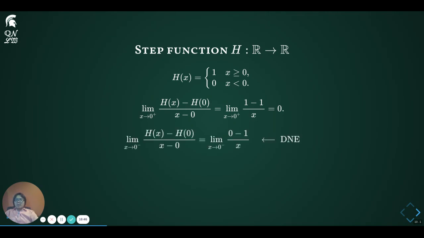However, when we take the difference quotient and take its limit from below, the difference quotient evaluates to equal minus 1 over x, coming from the fact that for negative x, h of x is 0 and h of 0 is 1. The limit of minus 1 over x does not exist, and hence the function h is not differentiable at 0.